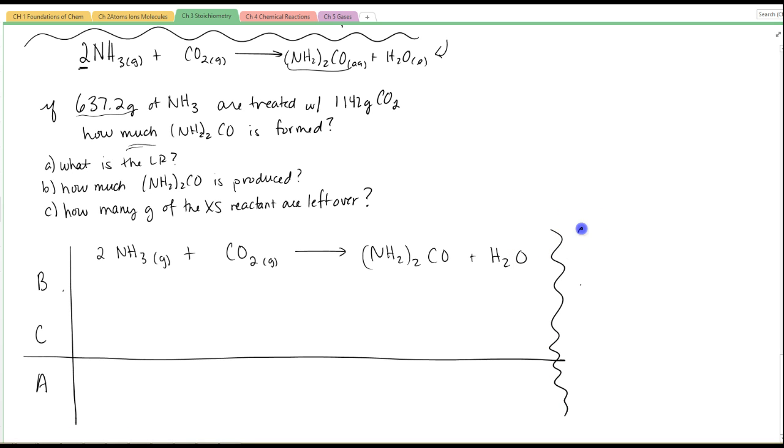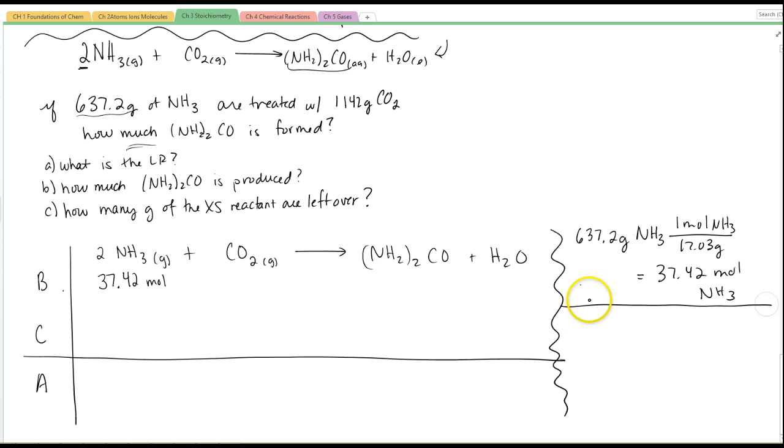My first thing is going to be to convert 637.2 grams of ammonia into moles of ammonia. And 1 mole of ammonia is 17.03 grams. That gives me 37.42 moles of ammonia. So I start out with 37.42 moles.